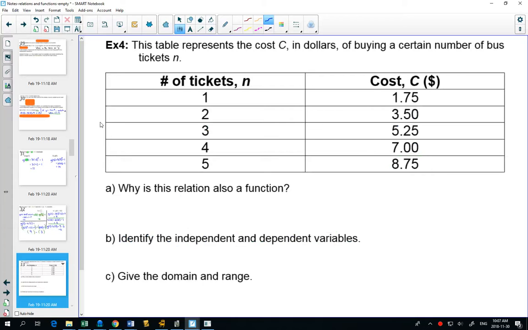Example 4. The table represents the costs in dollars of buying a certain number of bus tickets. How much are bus tickets now?